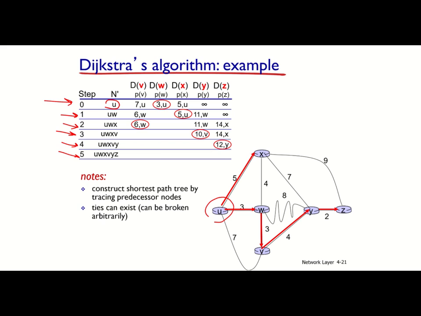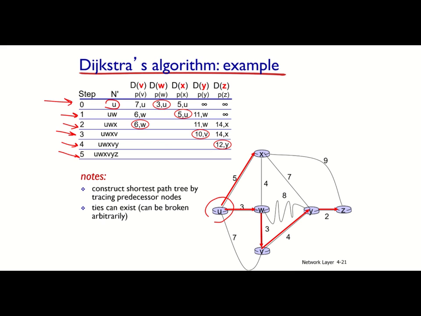And then after step 0, we have to do the first step, which means we have to choose the node with the least distance. As you see here, we have 7, 3, 5, infinity, infinity. The minimum value between these numbers is 3, so we have to choose w to be added to N prime in the first step. And then after adding w, we have to use the equation in line 12 of the previous algorithm to update the distances between u and the other nodes.